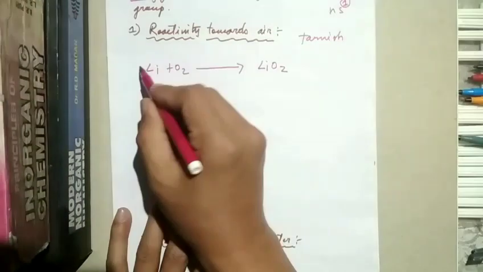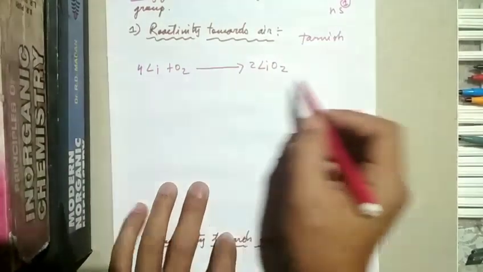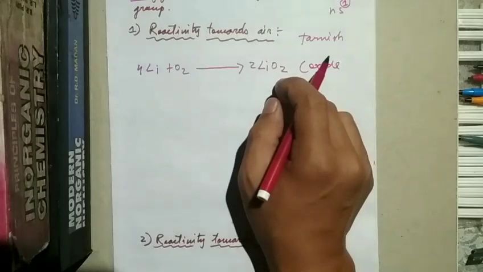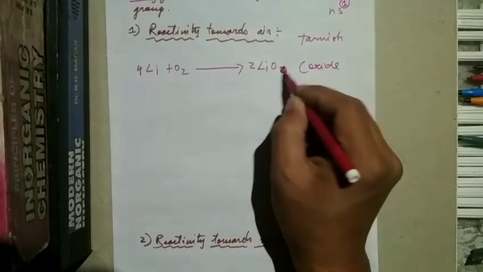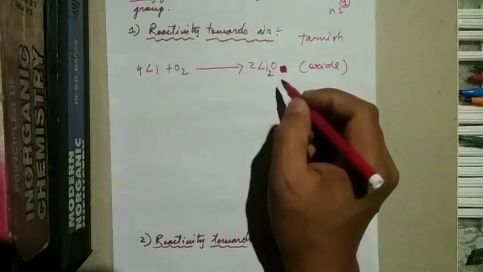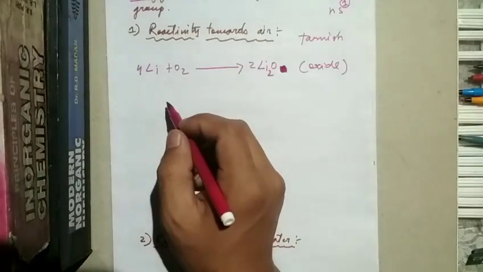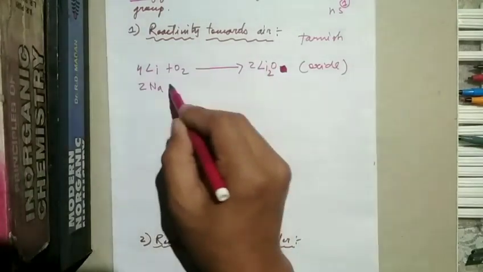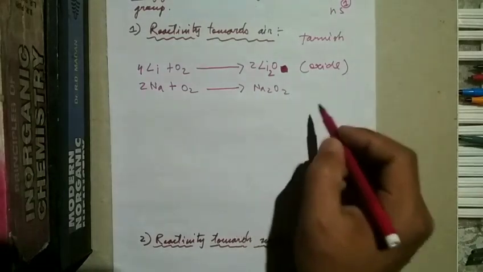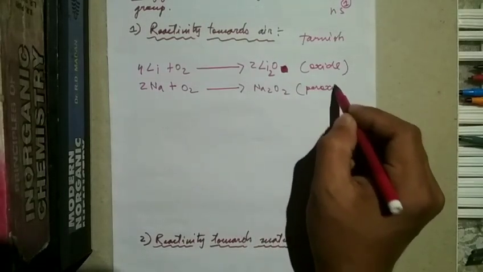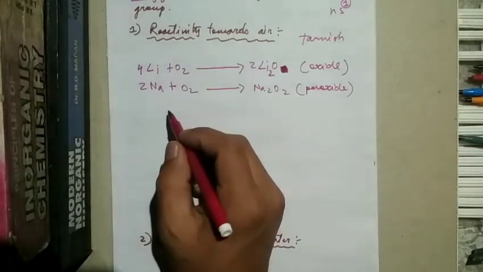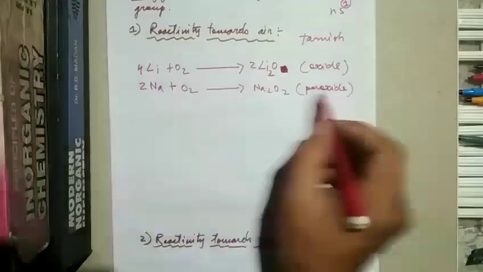The first element, lithium, forms lithium oxide, Li2O. This is oxide, which means one oxygen is present. Now sodium, the next element, reacts with oxygen to give Na2O2. It is a peroxide, when two oxygens are present. So lithium forms oxide, and sodium forms peroxide.